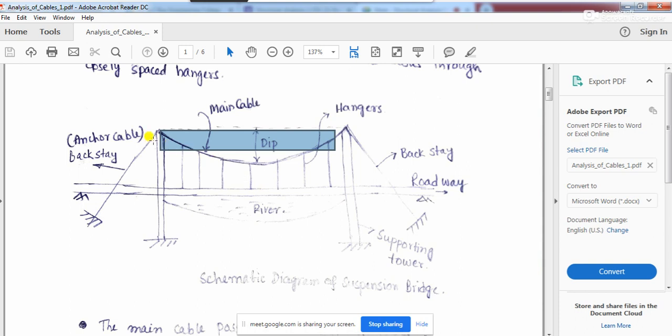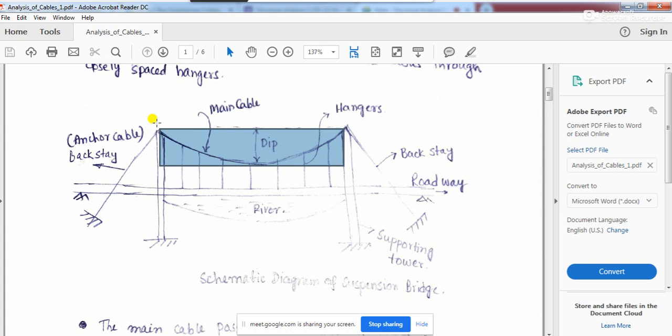And these anchor cables, or the backstays, are going behind and pulling it, just holding it tight on the ground. So once this main cable is supported at the same level, we have developed the formulation and we have analyzed it.